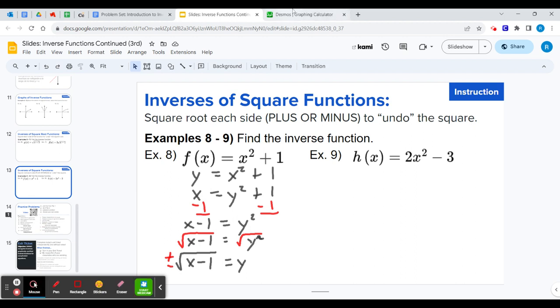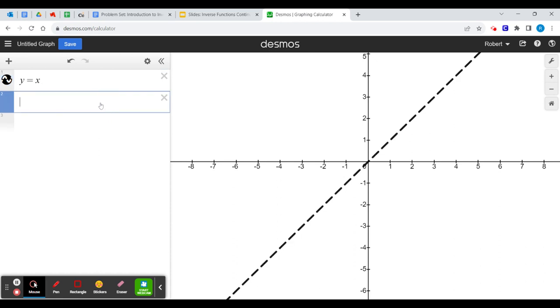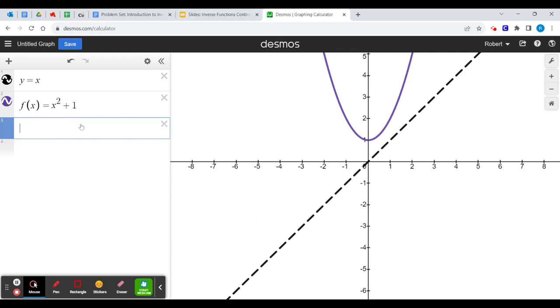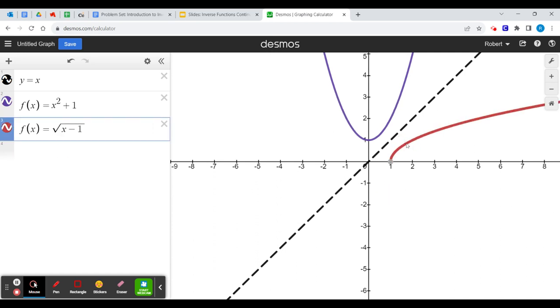If we look at our Desmos graph here, let's go ahead and graph f of x equals x squared plus 1. Okay, we get this purple graph up here. But if we graph our inverse, f of x equals the square root of x minus 1, let me turn that into a red here. Notice how this red graph only takes up half of the function, right? It doesn't actually come down all the way to the right. So if we were to call that a negative square root, that's where we get the lower half, but we don't quite get the upper half.